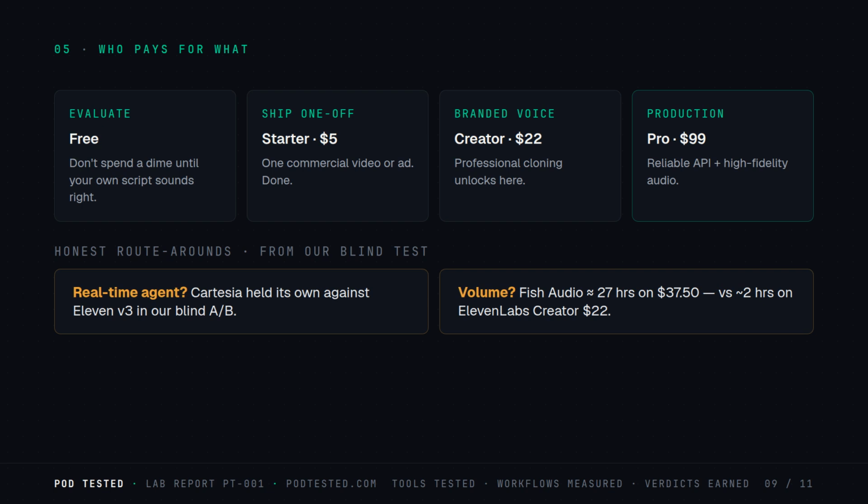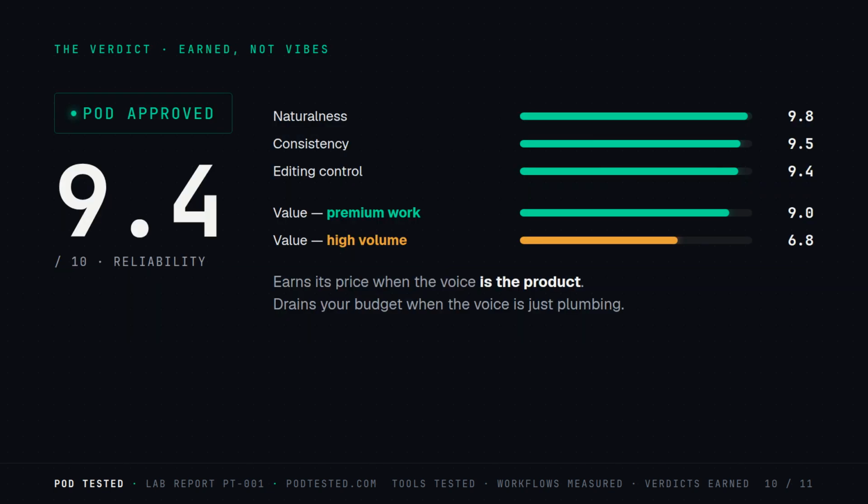And two honest workarounds from our bench. If you need a real-time agent, Cartesia held its own against V3 in our blind test. If you need volume, Fish Audio delivers roughly 27 hours on a $37.50 plan, against about 2 hours on ElevenLabs Creator. Our verdict: earned, not vibes.